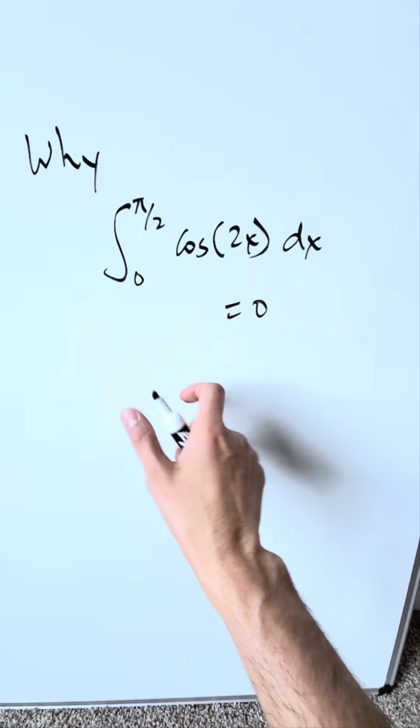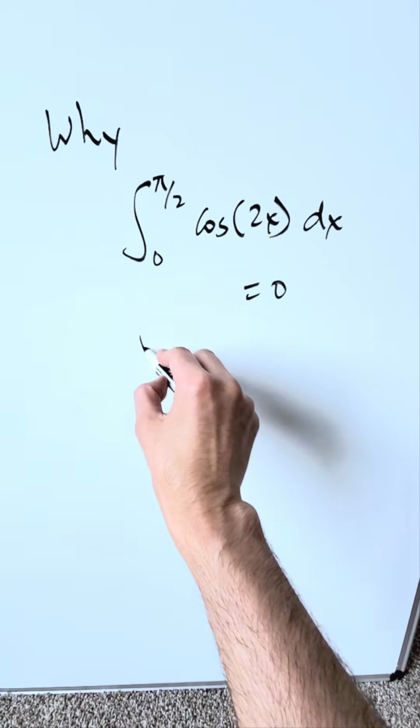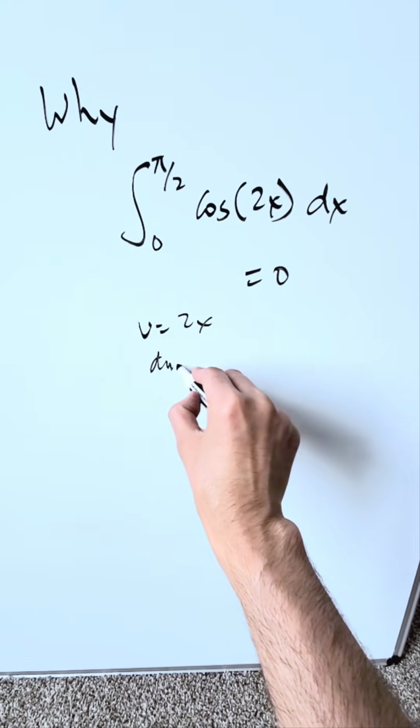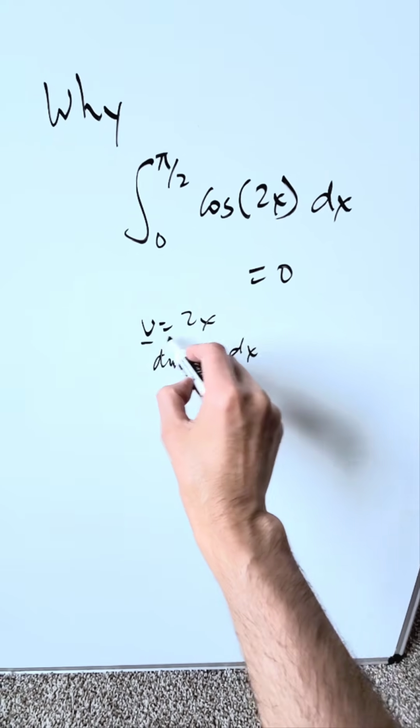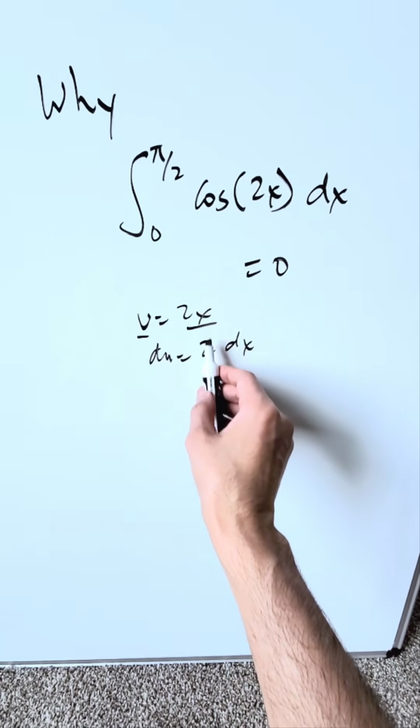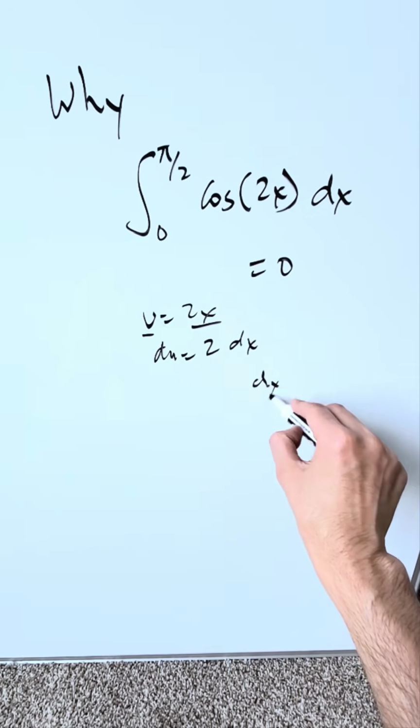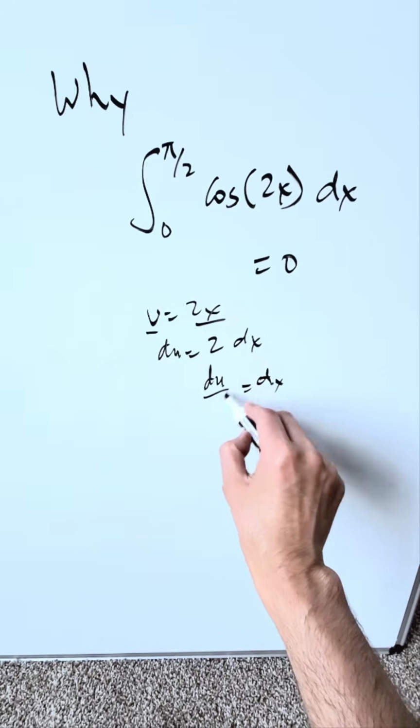How would you integrate this assuming you have 0 and pi over 2? I'll do u is equal to 2x, and then du is equal to 2 dx. The derivative of this, the derivative of this. From here I'm getting a du, from here I'm getting a 2 dx. You solve here for dx, push the 2 on the other side, and I have du over 2.